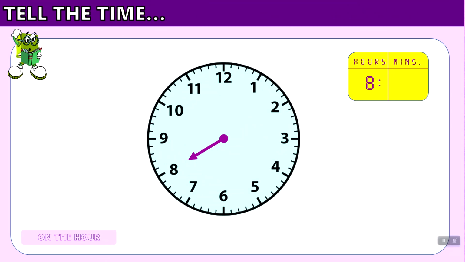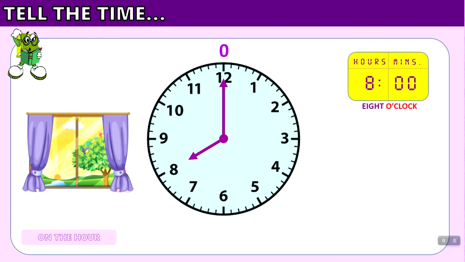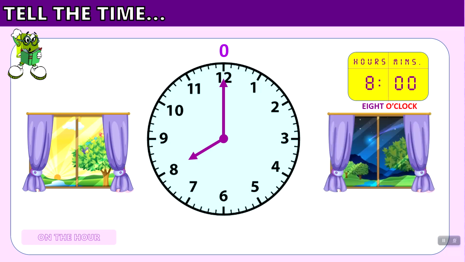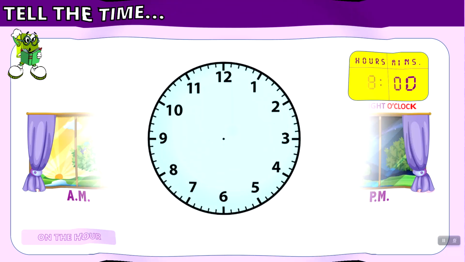The short hand is on the 8. The long hand is on 12. Again, we know that's 0 minutes. And so this is 8 o'clock. But is it 8 o'clock in the morning or is it 8 o'clock in the evening? Well, that depends on whether it is 8 a.m. or 8 p.m. 8 a.m. means it is the morning, and 8 p.m. means it is the evening.